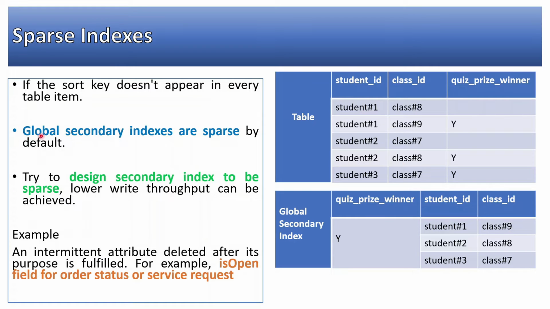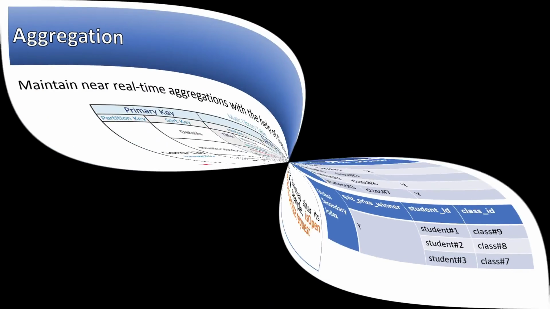So by making use of sparse indexes, or by designing GSIs or LSIs in such a way that they act as a sparse index, we can achieve a lot of efficiency in DynamoDB indexes.